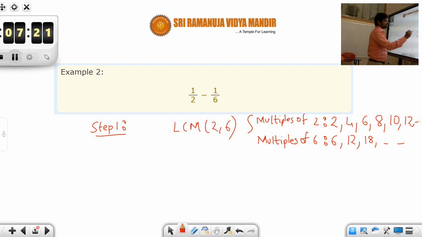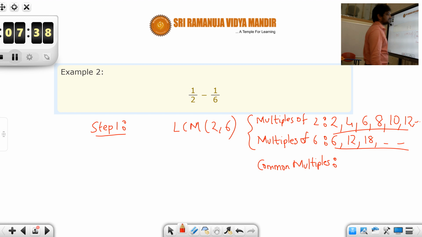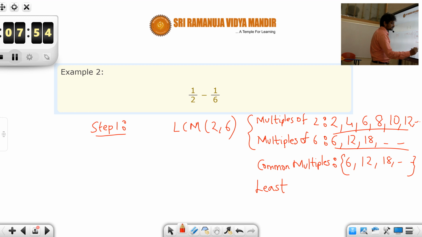Next step is to find the common multiples between these two lists. Can you identify any common numbers between this group of numbers and this group of numbers? Clearly you can observe that 6 is common, and then 12, and so on. These are all common multiples. Next, the least common multiple. This is nothing but the least among these. What is the lowest number among this group? That is 6. So hence our least common multiple is 6.